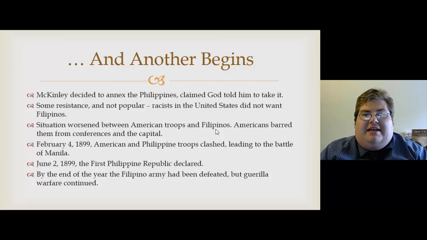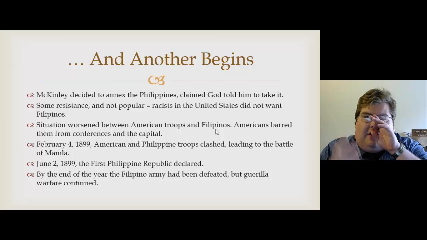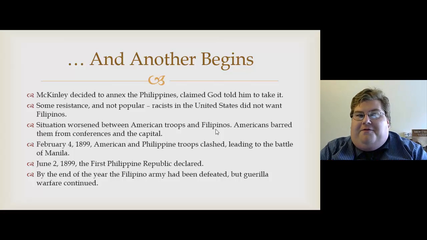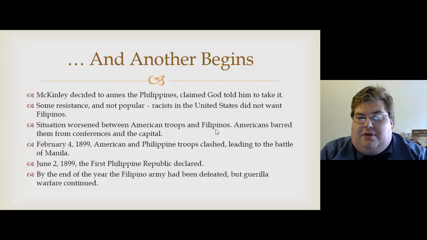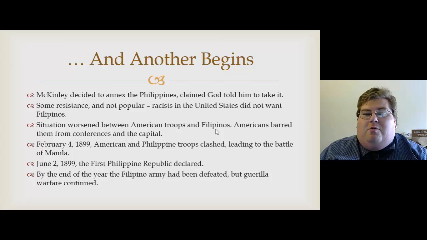And so what we're going to see is, on February 4, 1899, some Filipino troops cross an American checkpoint, American troops fire, and the war begins and becomes a declared war on June the 2nd, 1899. Now, understand a couple of things. We can call this the First Vietnam. The army of the First Philippine Republic is destroyed by the end of the year, but it keeps on as guerrilla warfare. We also see it as the First Vietnam because at home, there's not going to be protests, but the war is not popular. Understand, racism is a big component.